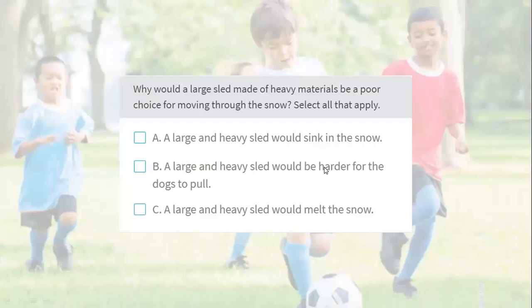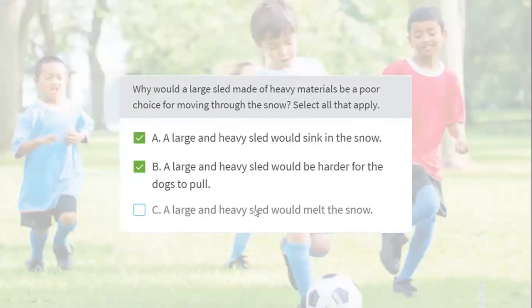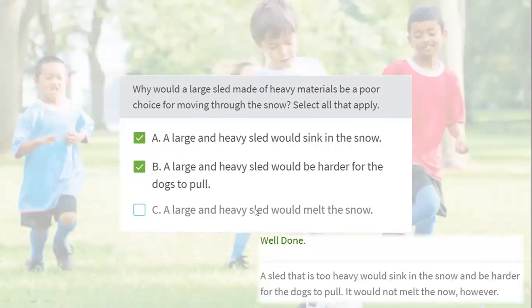Why would a large sled made of heavy material be a poor choice for moving through the snow? Select all that apply, which means we are going to select more than one answer. Is it because a large and heavy sled would sink in the snow? Yes. A large and heavy sled would be harder for the dogs to pull? Yes. A large and heavy sled would melt the snow? No. So the answer is A and B. A large and heavy sled would sink in the snow. A large and heavy sled would be harder for the dogs to pull.